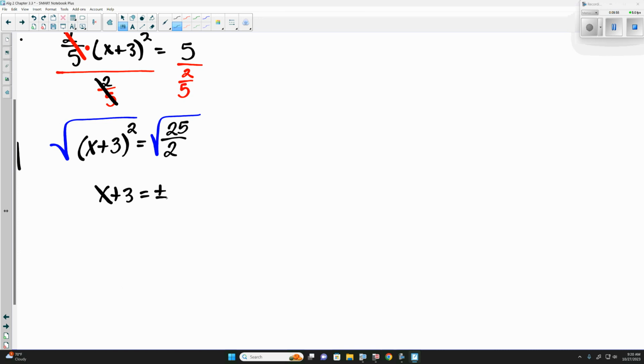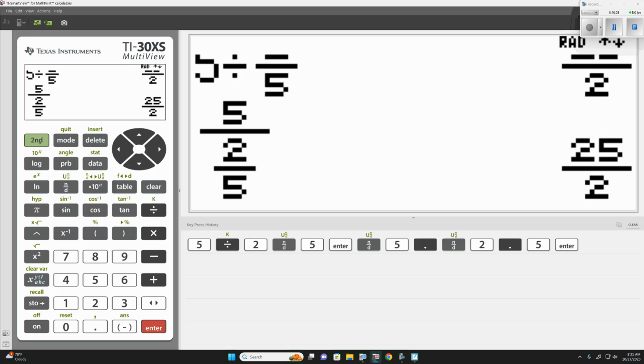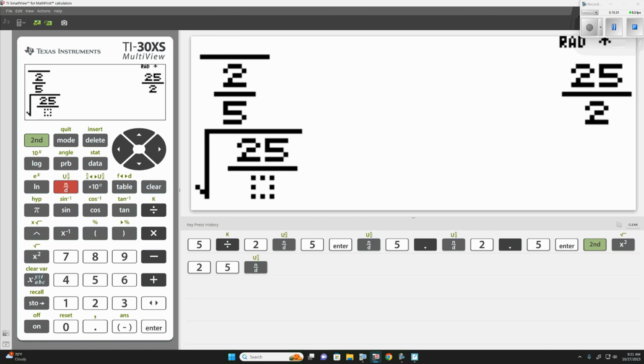Square root of x plus 3 squared is x plus 3, equals plus or minus. Now we do need to simplify the square root of 25 over 2. It's been a day since y'all had to do these. But what we can do is split it up, because the square root of 25 halves is the same as the square root of 25 over 2. Now the reason we do this is, mainly for the calculator's sake, because the calculator is very nice with radicals.